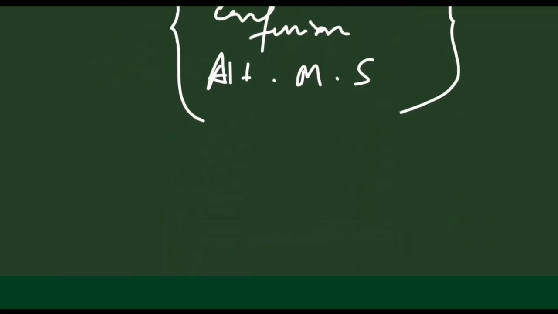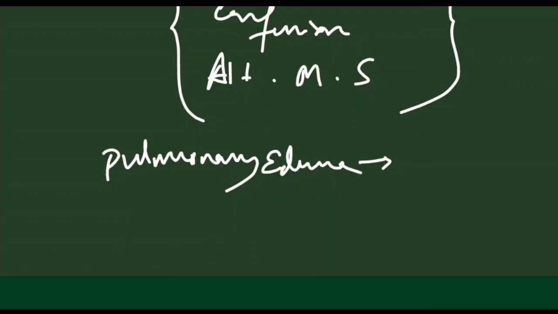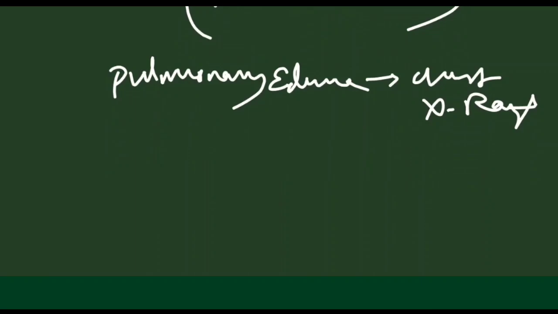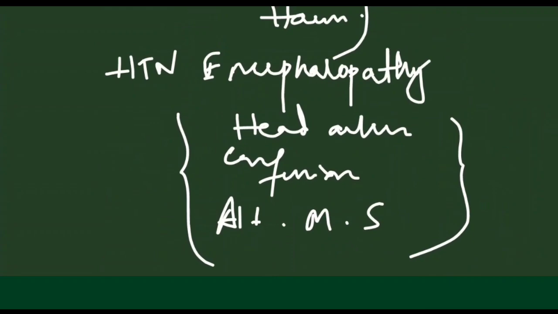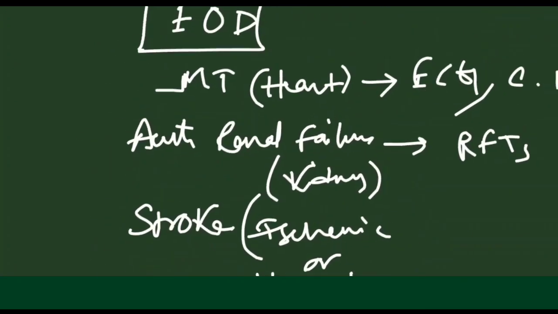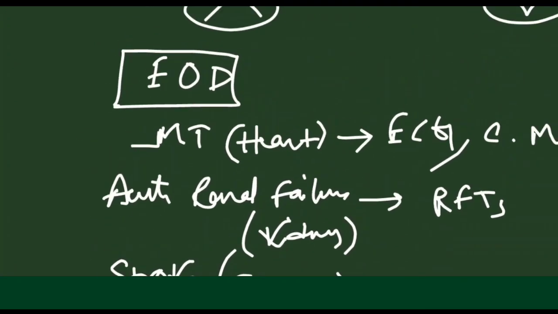Next one, we can see pulmonary edema in chest x-rays. There may also be aortic dissection. So these are some of the end organ damage that can happen. This is the main point. So always look at these particular organs to see if any damage is occurring or not.